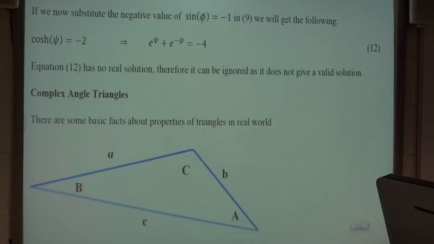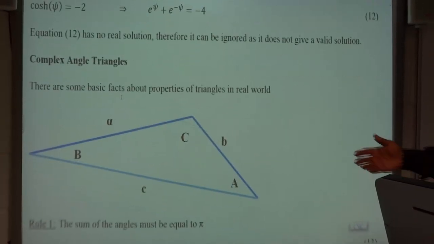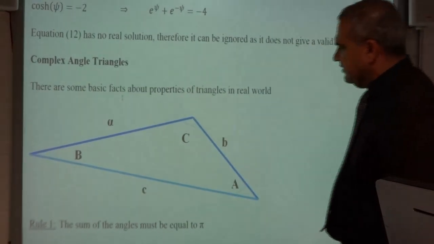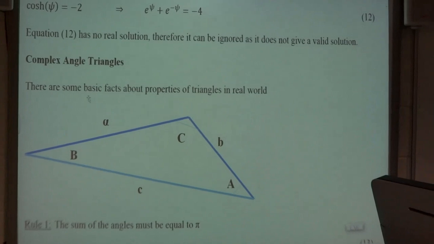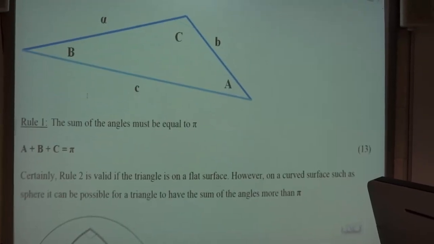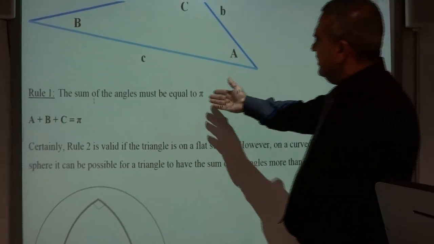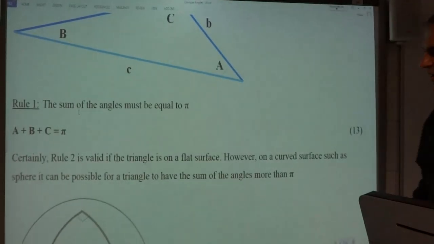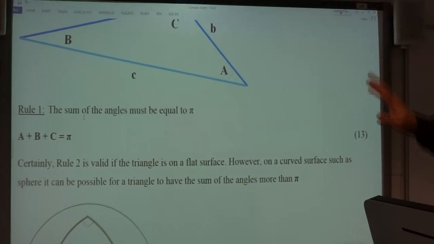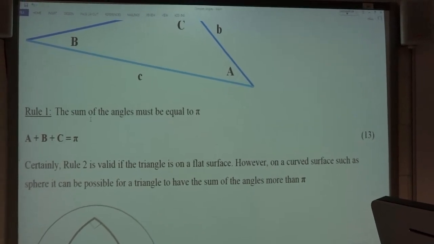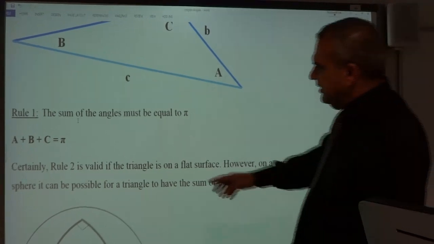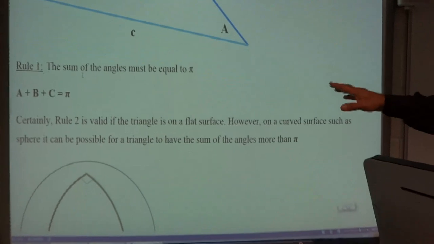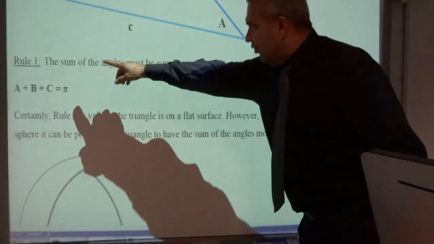Now, complex angle triangles. Normally, what we are familiar with is a normal triangle like this one here, where the angles are real, so we do not expect any angles to be complex. The sum of the angles must be equal to pi. If we are talking about a plane triangle, drawn in a plane, then definitely the sum is equal to pi. Certainly here, rule 2 is valid if the triangle is on a flat surface. I mean, this is rule 1.